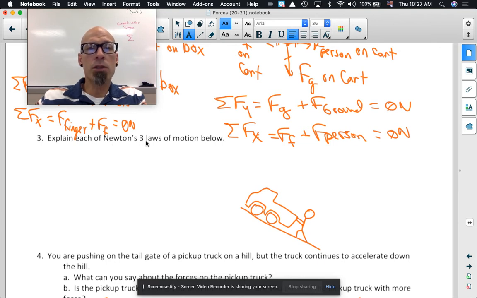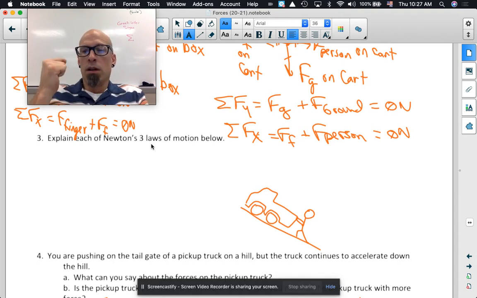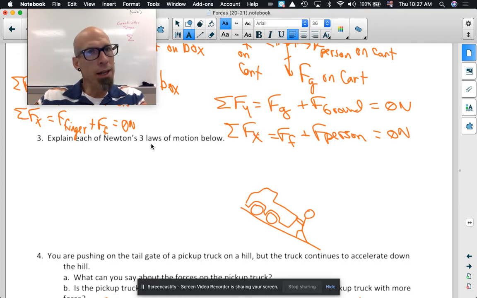Explain each of Newton's 3 laws of motion. Well, the first one. Objects that are experiencing balanced forces will not what? Will not have a change in motion. They won't speed up. They won't slow down. They won't change directions. They will have no change in motion whatsoever if the forces are balanced.